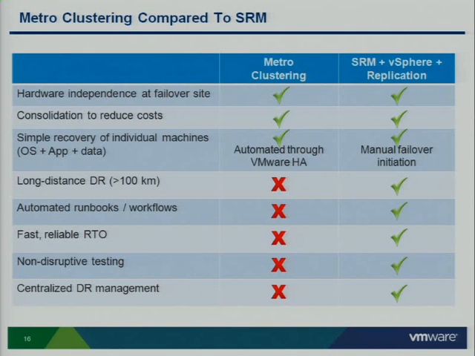Fast, reliable RTO. Metro, that one there's an X on that side. There really is our goal, whether it's HA or whether it's SRM, to provide that type of basis. Non-disruptive testing is not available today in a high availability cluster. It's something we need to work on in the future. And then centralized management of DR. If you take a look at it from a DR basis, that's something that we also have to work on.